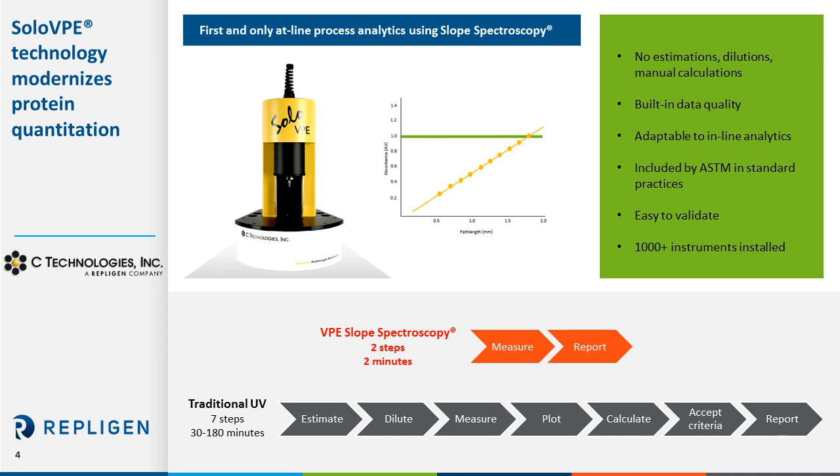So the real approach to slope spectroscopy is trying to refine the process through an updated, modern approach where we can get away from the essentially 7-step traditional UV process, which is not only time and labor intensive, but obviously has the error-prone dilution aspect involved, and really scale it down to essentially a measure and report function in a matter of minutes.